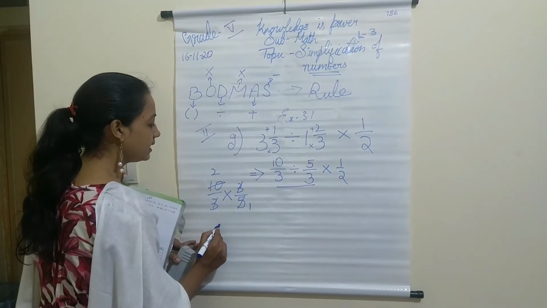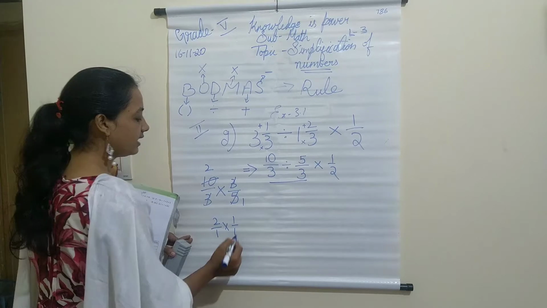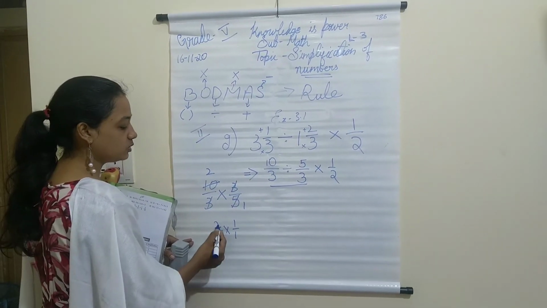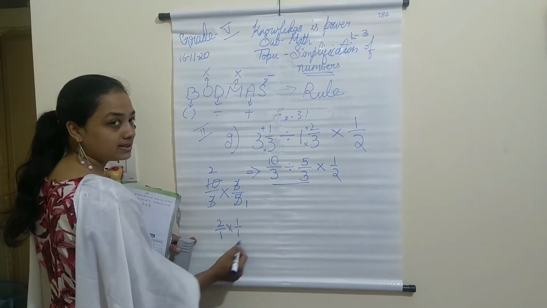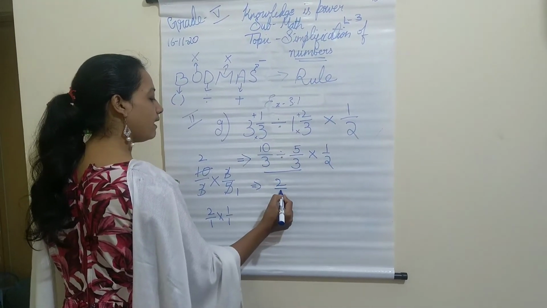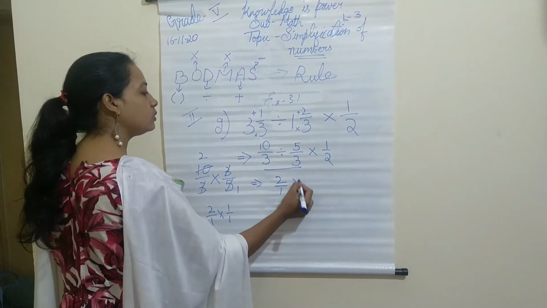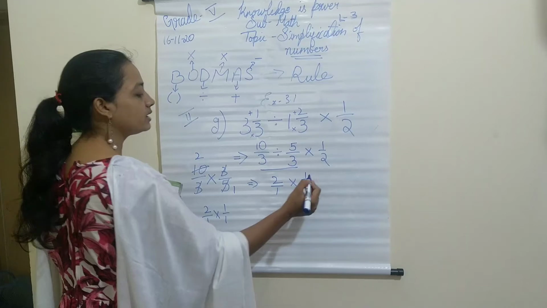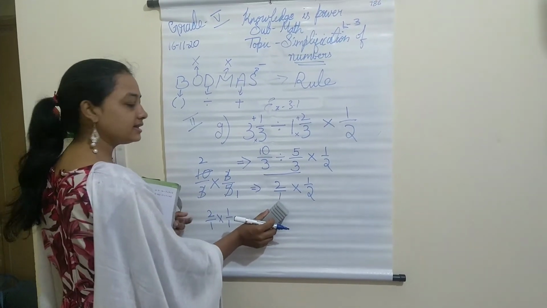So what is the number I can see in this? After cancelling, I have a number like this, 2 by 1 into 1 by 1. So when I multiply these numbers, I get 2 by 1 as my answer. Now what is the leftover number here? 1 by 2. So I finished this division. I got the answer here.